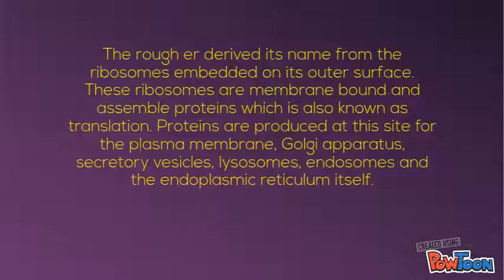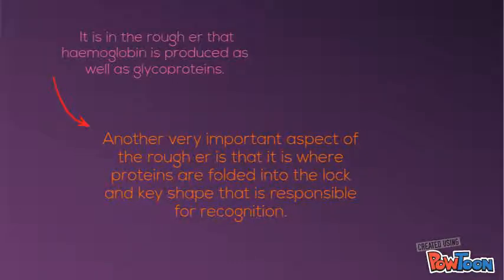The rough ER derived its name from the ribosomes embedded on its outer surface. These ribosomes are membrane-bound and assemble proteins, which is also known as translation. Proteins are produced at this site for the plasma membrane, Golgi apparatus, secretory vesicles, lysosomes, endosomes, and the endoplasmic reticulum itself. It is in the rough ER that hemoglobin is produced, as well as glycoproteins.